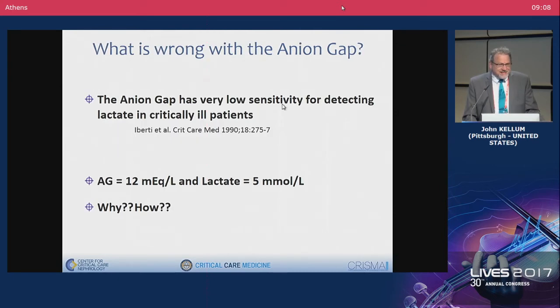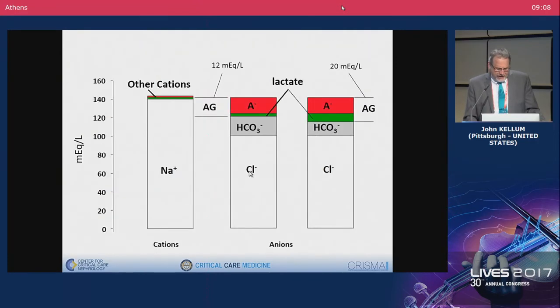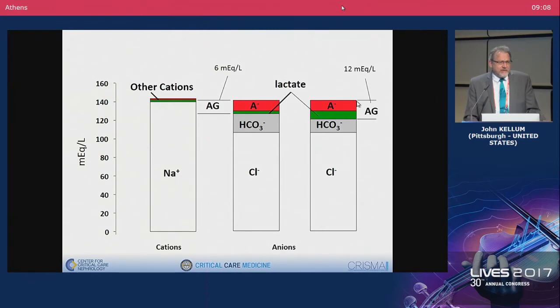The problem is this doesn't work very well in critically ill patients, and this has been shown in multiple studies where you have a normal anion gap and yet a high lactate concentration, for example. And the reason for that is that if I start out with a normal anion gap and I add lactate, I get a change. But what happens if I start out with a very abnormal, low anion gap because I have low albumin and maybe I have low phosphate as well? A very malnourished patient will always have a very low anion gap.